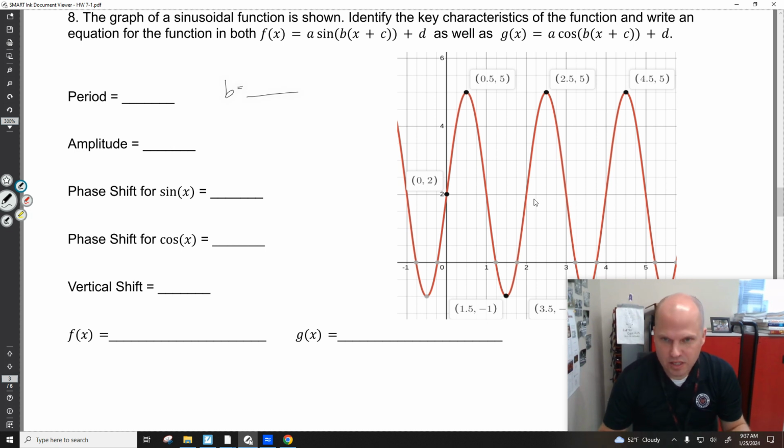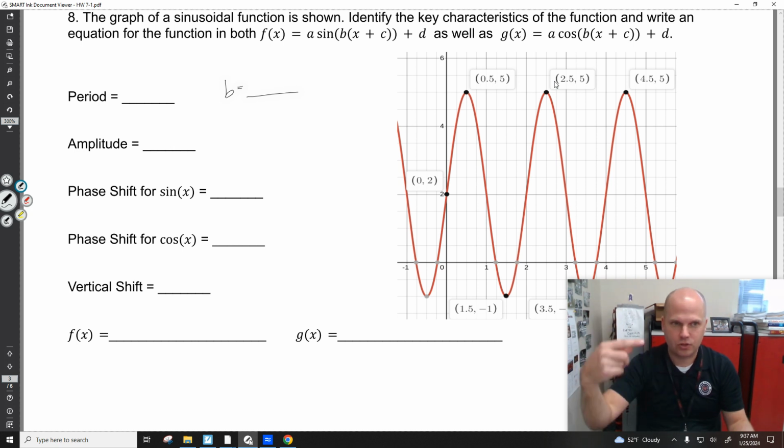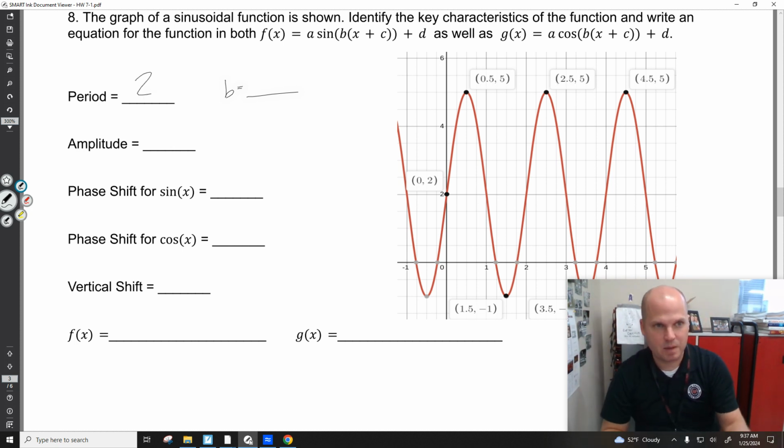I don't have things in the middle. I can kind of see what it is, but let's look up here. I got this 0.5 and this 2.5. I go from a top to a top. So I go to a maximum value, then back to a maximum value. That's going around the circle. That's my period. That's my period of 2. I go from 2 to -1. I go from 2 to 5. That's my amplitude of 3.